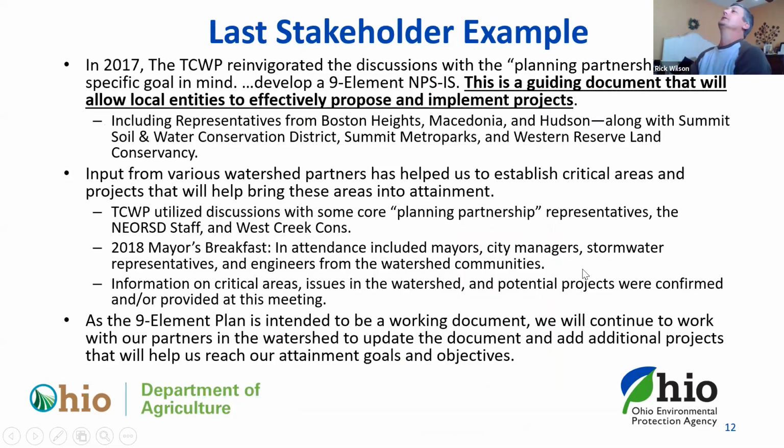Another example, this one, it looks like I pulled it from Tinker's Creek. It shows who was involved, what was represented during these various meetings, the mayor's breakfast. They shared critical area issues and potential projects with the stakeholders, etc. So every 9-element plan we've ever approved and the date we approved them is available for view. Those are all examples, and you can find good stuff in almost each and every one of them. Some of them, if they're older, you can see that there's an evolution on how these have progressed.